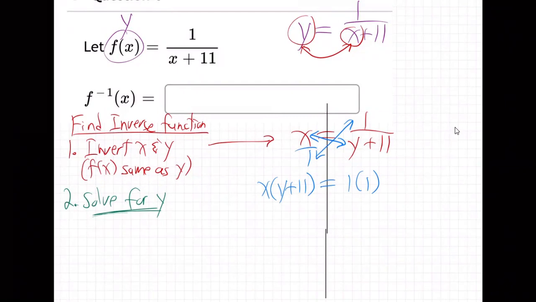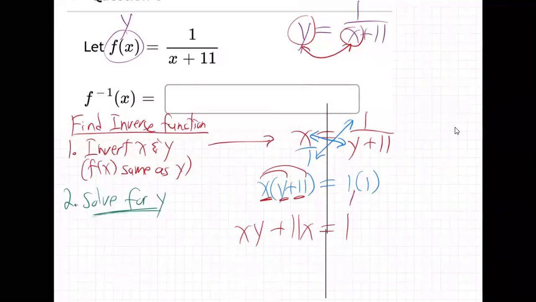Now we need to distribute the x through here. The x goes to the y and to the 11. We get xy plus 11x, and 1 times 1 is just 1. You see what I did there? I distributed the x through the parentheses, x times y and x times 11.